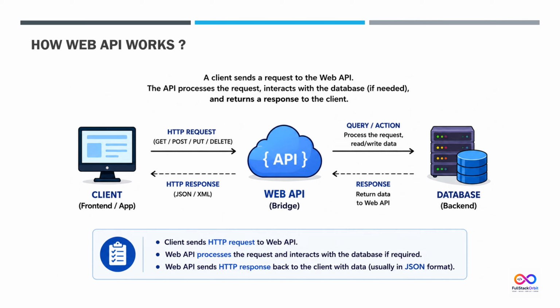In real-world applications, this architecture helps maintain proper separation between front-end and back-end systems, making applications more scalable and maintainable. So this is how Web API works internally.